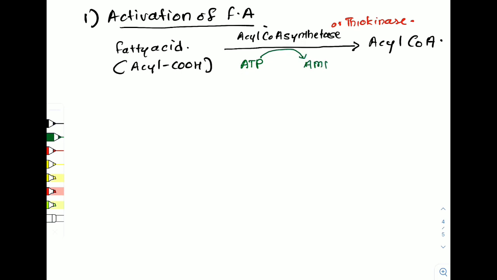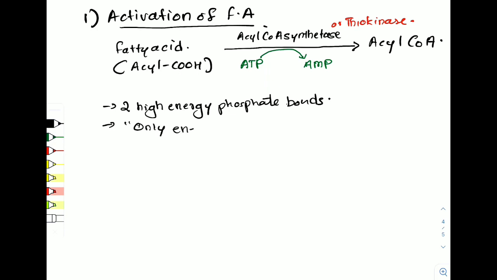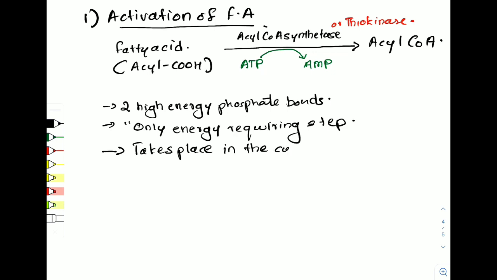And when you hear the name synthetase, you must remember that ATP is used. In this case, ATP is converted into AMP, wherein two high energy phosphate bonds are being used. It is the only energy requiring step of beta oxidation. After all, beta oxidation is used to produce energy. However, this is the only step that requires energy, or ATP, and this takes place in the cytoplasm.